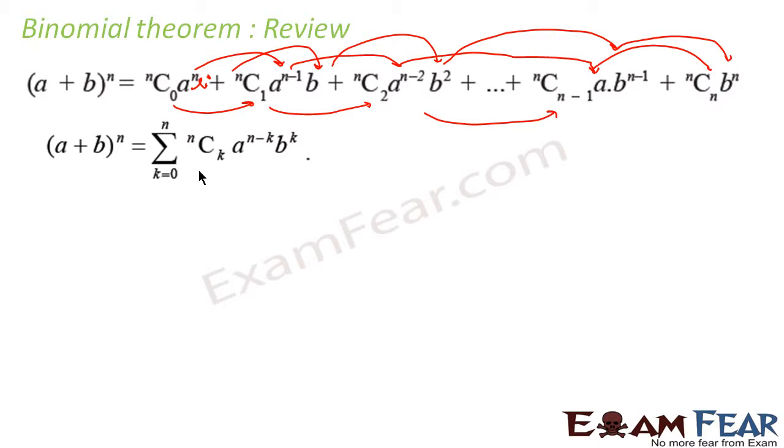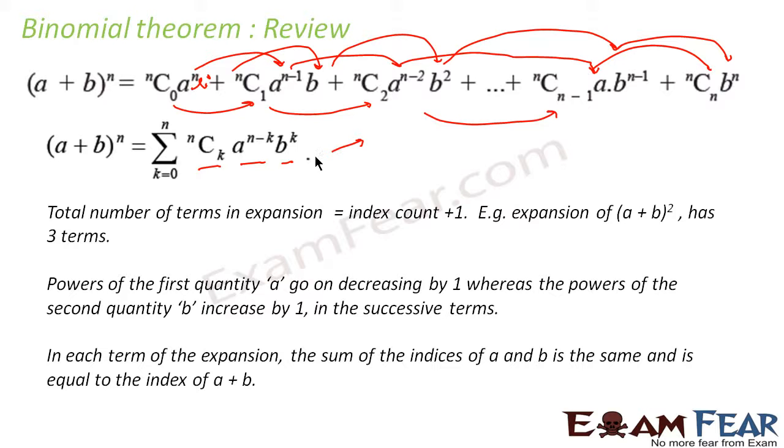Also we can write this formula as summation of nck a to the power n minus k b to the power k, where k is equal to 0 to n. We have proved this using combination logic, also using induction and using pattern. Also we have observed that the total number of terms in the expansion is n plus 1. So when you are saying a plus b to the power n, this will have n plus 1 terms. For a plus b to the power 2, there are 3 terms, because 2 plus 1 is equal to 3. Also the power of the first quantity a goes decreasing, whereas the power of the second quantity increases. We have seen a to the power n, a to the power n minus 1 goes decreasing, b to the power 0, b to the power 1, b to the power 2, it goes increasing.